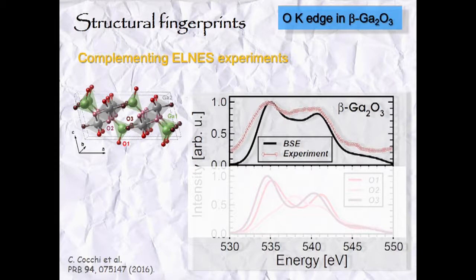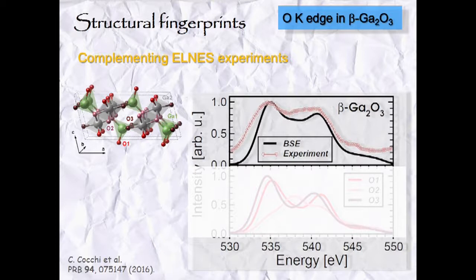In this case, our experiment is an EELS experiment in the electron microscopy group of Christoph Koch. What you see here is beta-gallium oxide. This is a monoclinic structure. It has 10 atoms in the unit cell, and 5 of them are non-equivalent. So we have two different species of gallium, one of them octahedrally, the other tetrahedrally coordinated, and we have three different species of oxygen. And what we explore here is the oxygen K edge.